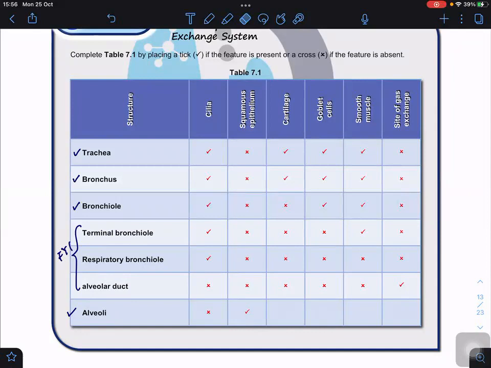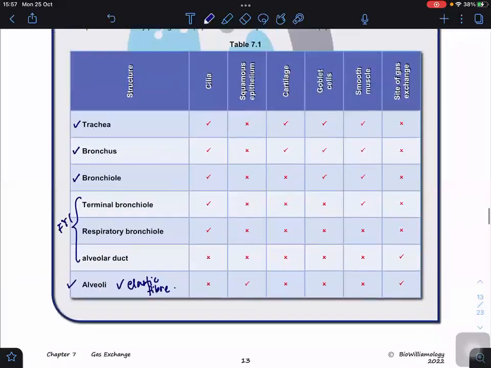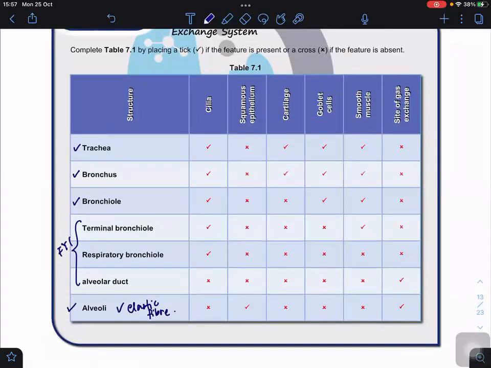Okay, cartilage, no. Goblet cell, no. Smooth muscle, no. Site of gas exchange, yes. Even though they don't have smooth muscle, alveoli do have the elastic fiber. And this elastic fiber is very important to make a recoil to expel the air and also allow the stretching of the alveolar wall. Okay, so with this, I have done the gas exchange system in terms of the histology.